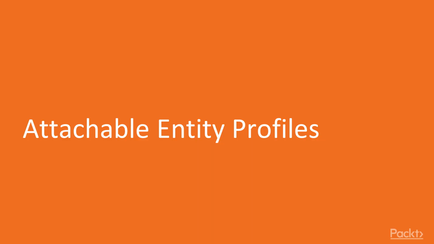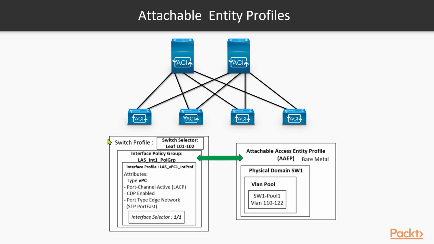Okay, everyone, let's continue on section 3, enabling connectivity in ACI, attachable entity profiles. Okay, we configure switch profiles, we configure interface profiles, we configure physical domains, and finally, we configure VLAN pools. How do we allow communication from the physical connectivity to my tenant environment in ACI?